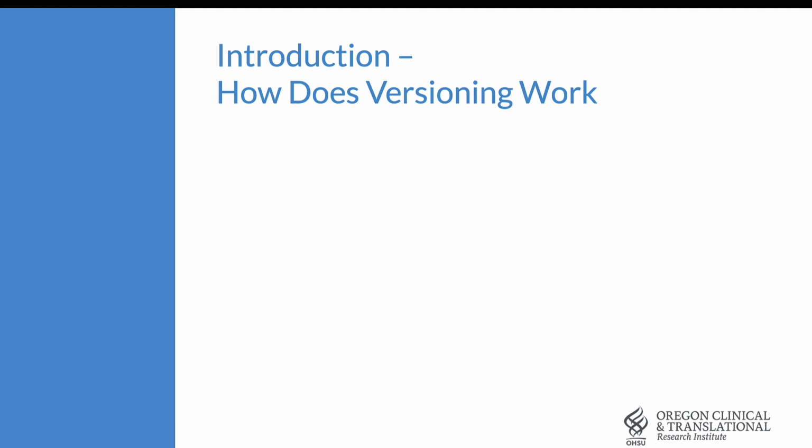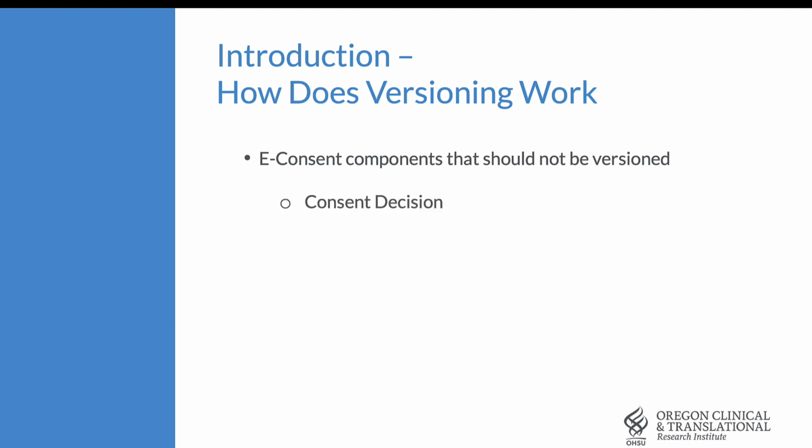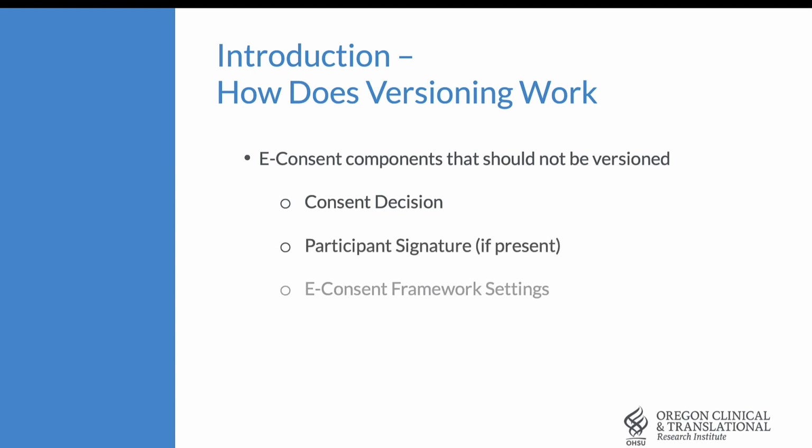Before we jump into the software for a demonstration, please note the e-consent components that should not be edited during the versioning process. These include the consent decision, the participant signature if your e-consent form includes a signature, e-consent framework settings, and PDF snapshot settings. At this point, let's jump into the software for a demonstration of the versioning technique.